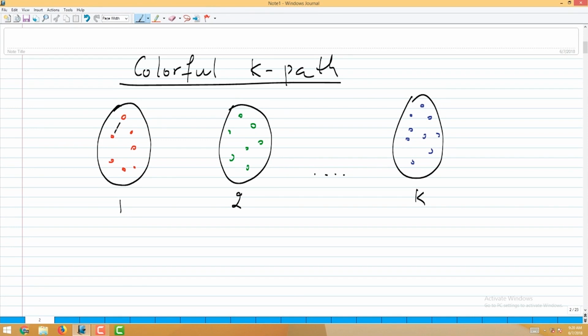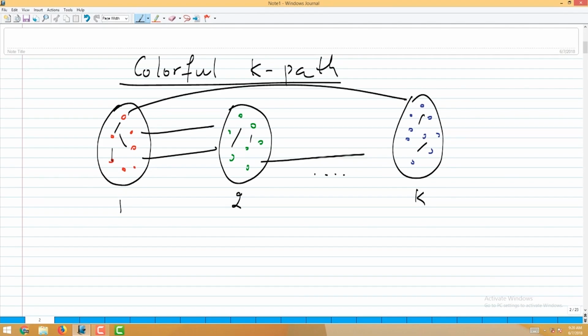There are edges in the input graph. They could be anywhere. There could be edges even inside one color class, because what I gave you was not a proper coloring. So this is how the input looks, and we are interested in whether there is a path of length k that uses exactly one vertex from each color class. That's the question, right? Again, this is the input, and the goal is to see if there is a path that uses exactly one vertex from each color class.